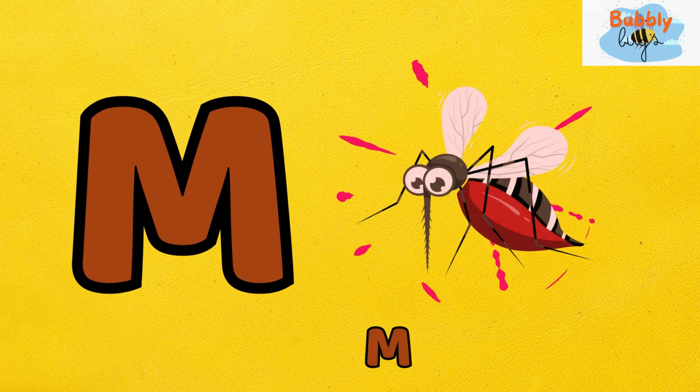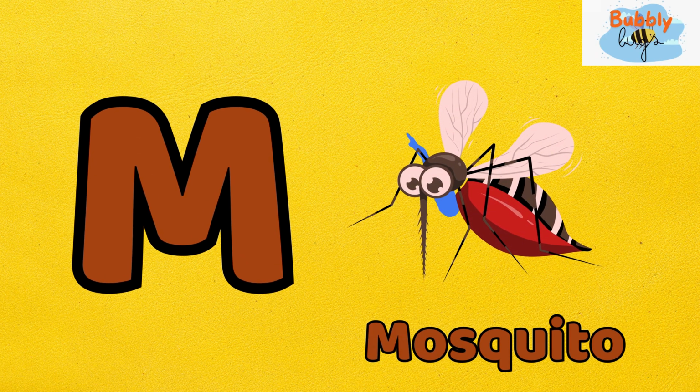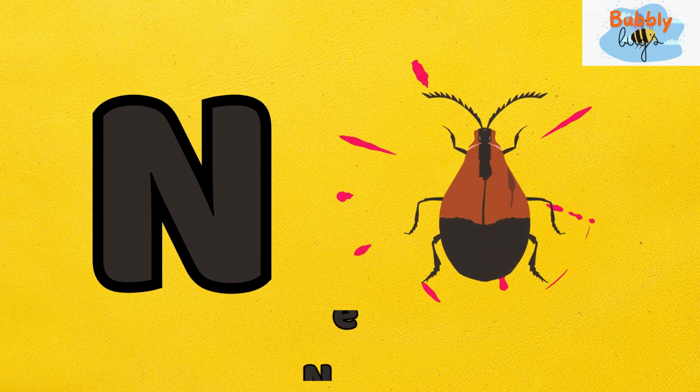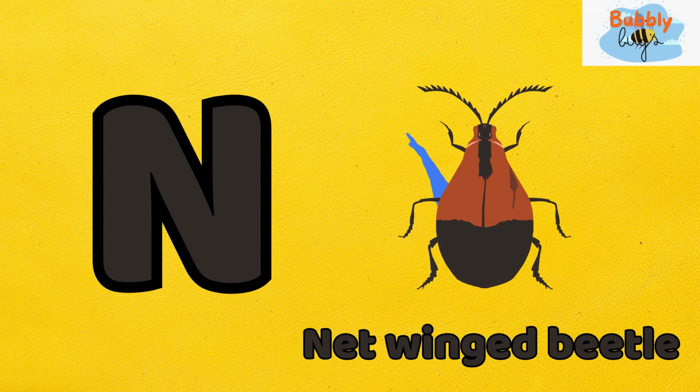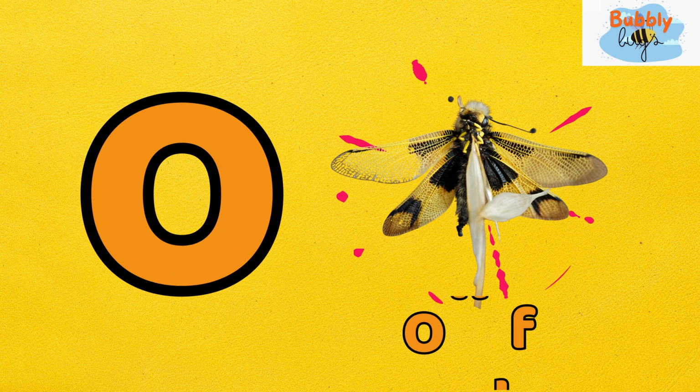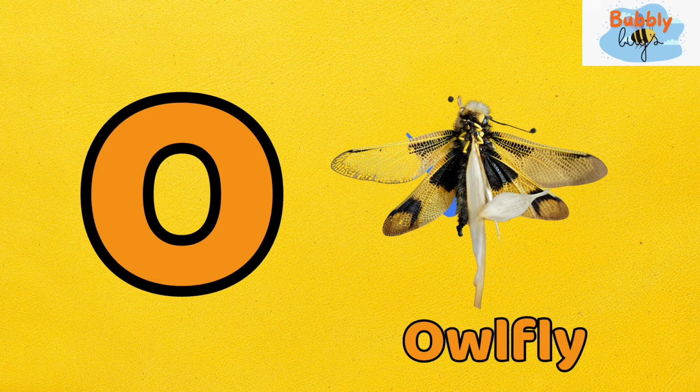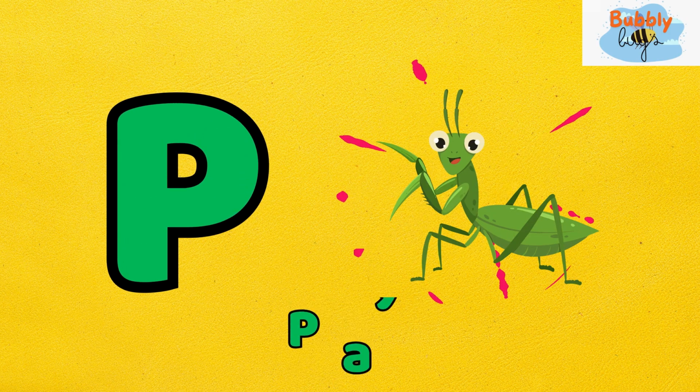M is for mosquito. N is for net-winged beetle. O is for owlfly. P is for praying mantis.